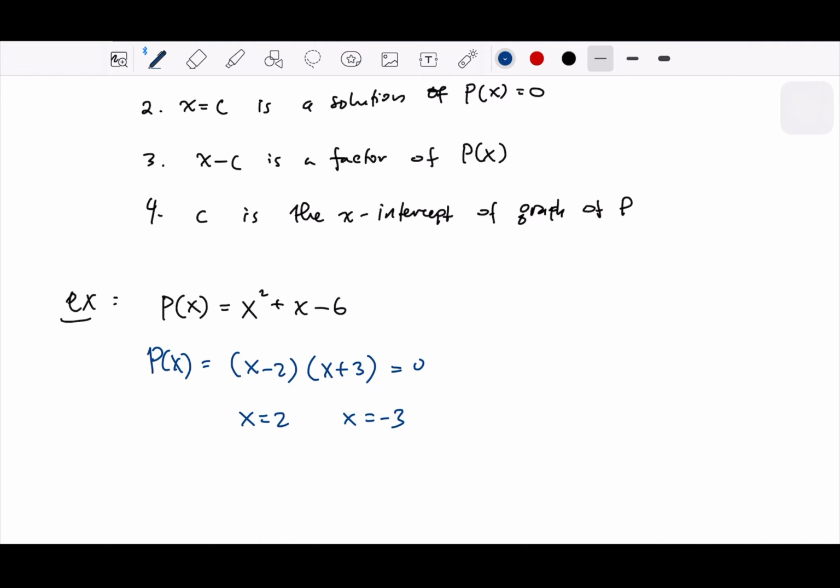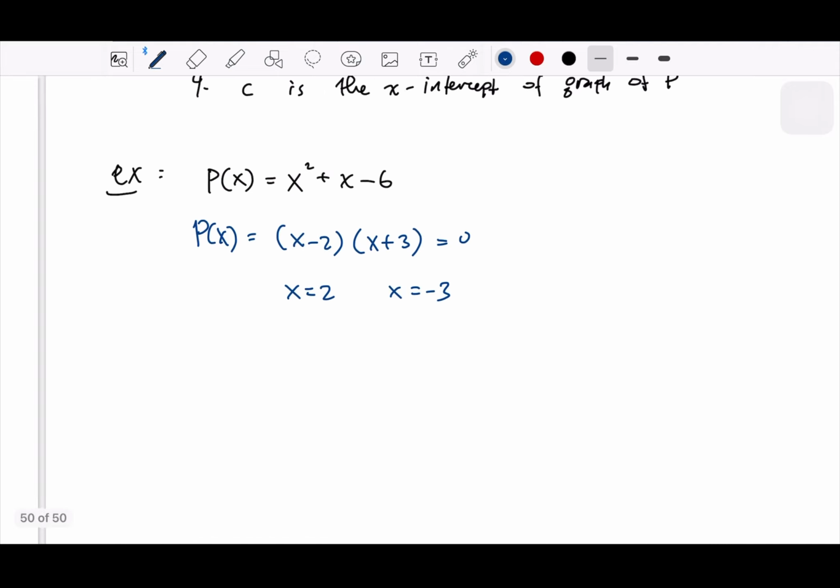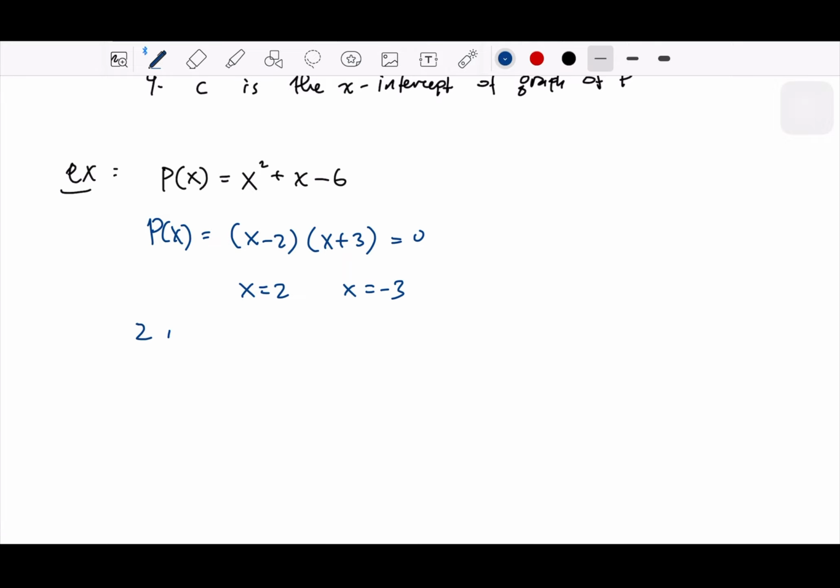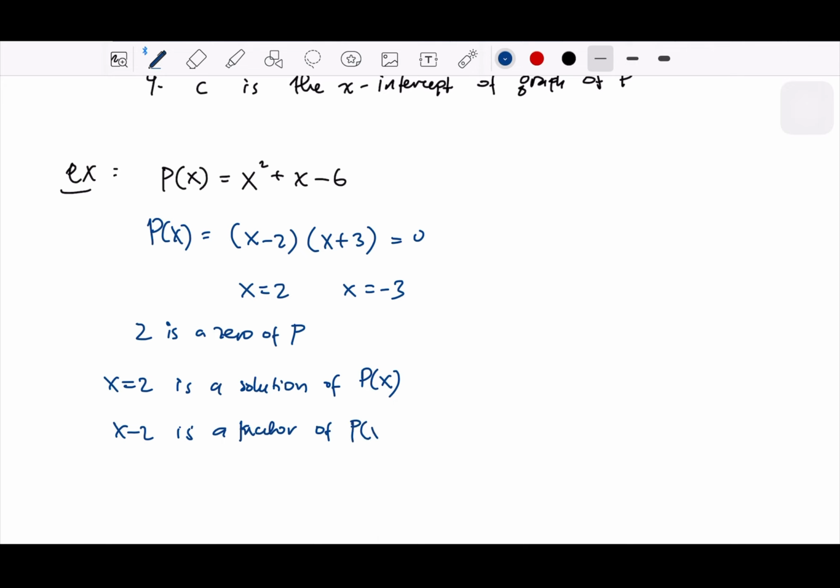So if we look at x equals 2, 2 is a zero of P, x equals 2 is a solution of P of x, and x minus 2 is a factor of P of x, and 2 is an intercept of the graph of P. Or you could write both of them, like 2 and -3.